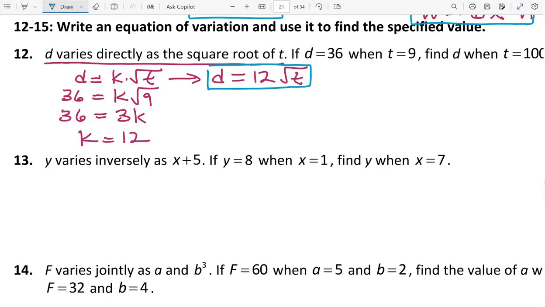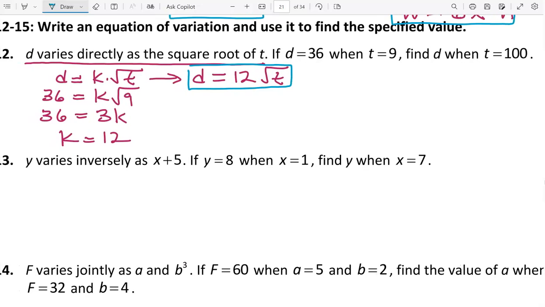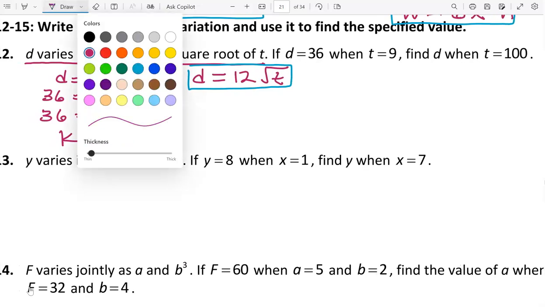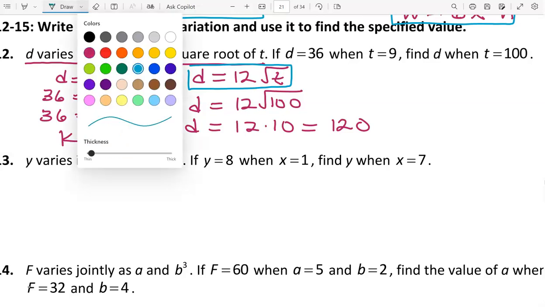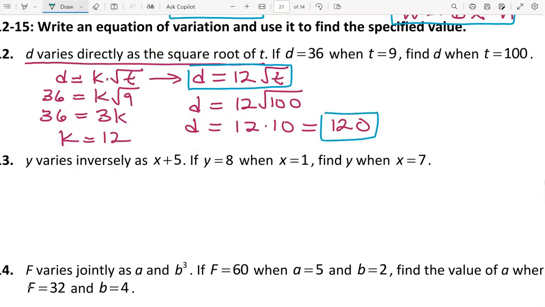And then the question asks to find d when t is equal to 100. So when t is equal to 100, we can replace the t with 100. And then d is equal to 12 times the square root of 100, which is 10. So that would be 120. And that's the answer to the question.